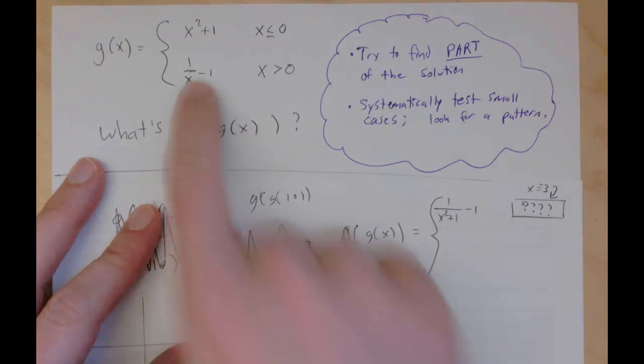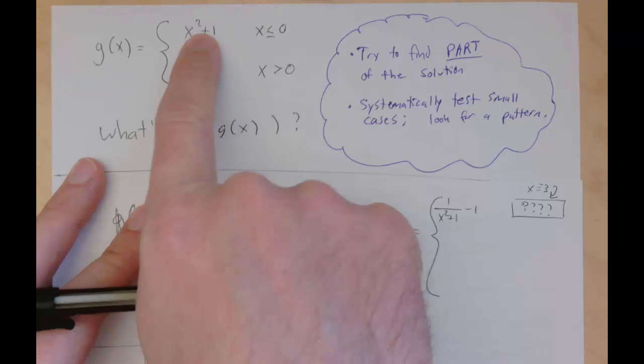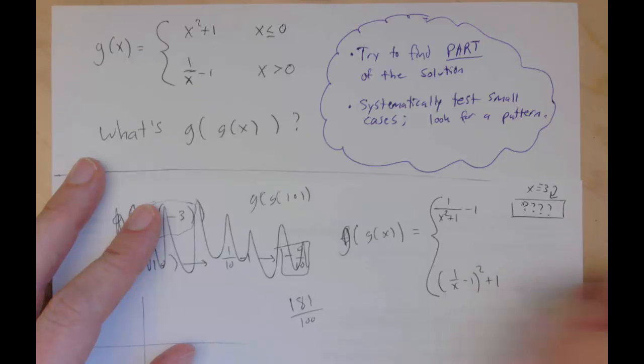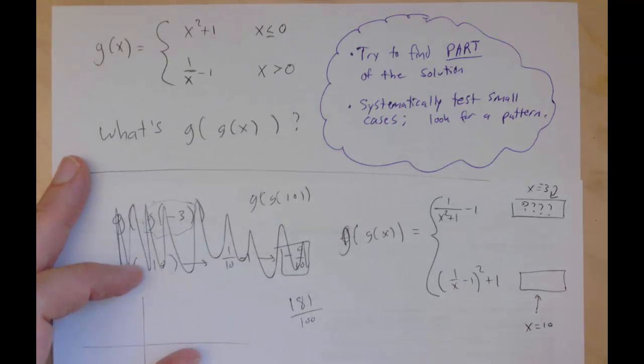So now we found another piece of our function. We first evaluated this piece, and then we composed it with that piece. So we had 1 over x minus 1, quantity squared plus 1. And again, we don't know what the domain was, but we know that x equals 10 is part of whatever domain involves composing in that order.